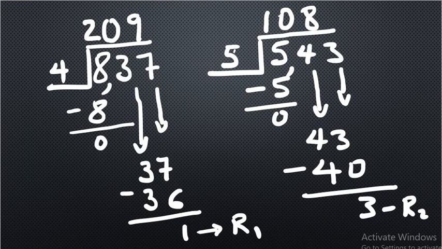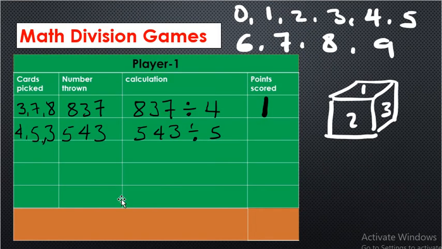Therefore, remainder 3 will be written as the second point. My second point will be the remainder, which is 3. Finally, I'm going to find the total. The total number will be recorded here, the total points. The points that I'm scoring are the remainders. And another player will play the same way, and the points will be recorded here.